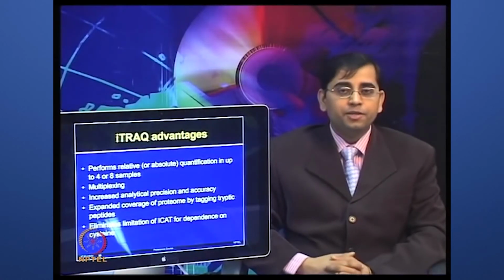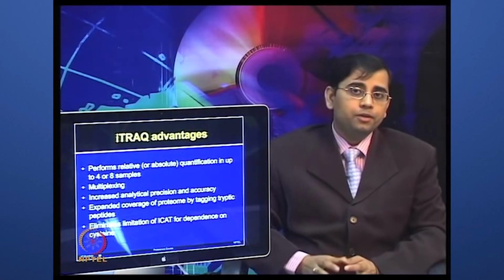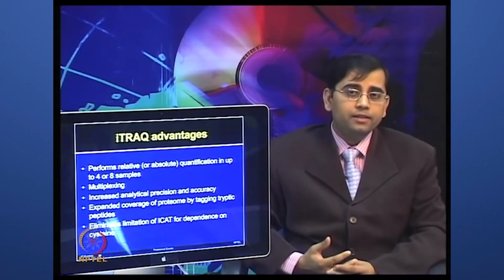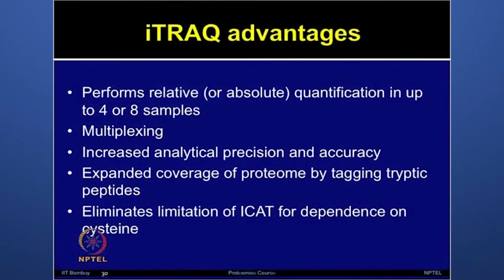Okay, so I hope the animation was informative and now you are able to understand all the steps involved in the iTRAQ experiment. So now let's talk about the advantages of using the iTRAQ method. This method performs relative and absolute quantitation in up to 4 or 8 samples. It gives good multiplexing capability. It increases the analytical precision and accuracy. The expanded coverage of the proteome can be obtained by the iTRAQ method by tagging the tryptic peptides.